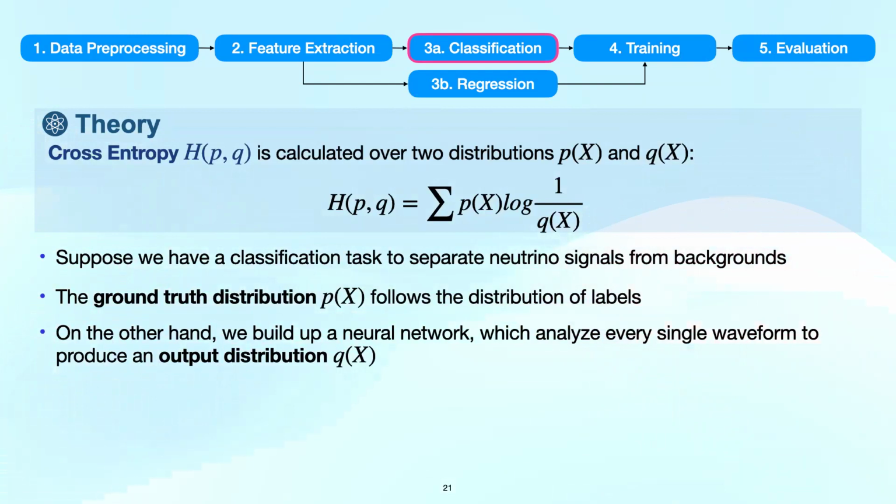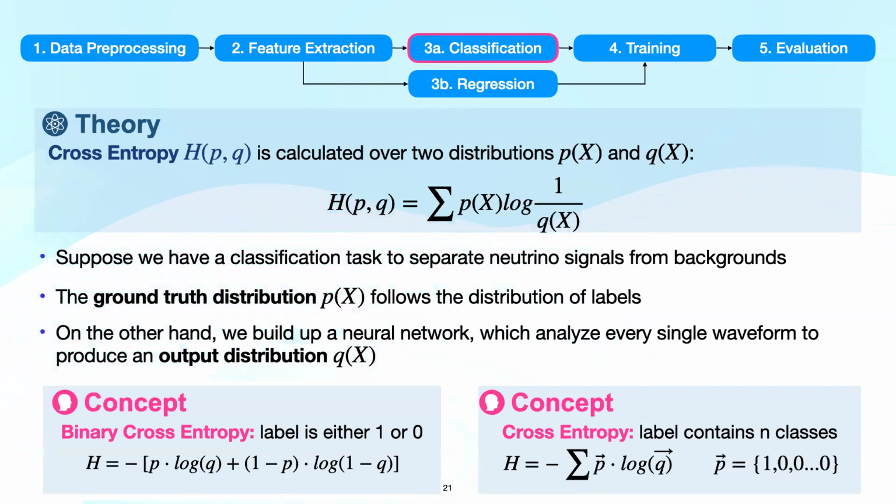On the other hand, we can build a neural network and it outputs a single value for every single waveform. It analyzes every single waveform and produces the output distribution Qx. So this is the distribution of your neural network output. So basically, what we want to do is minimize this cross entropy. Actually, let me talk about that on the next slide. There are two types of entropy that we can minimize. One is combining the cross entropy with the binary entropy I talked about on the last slide. So in the binary entropy case, you can only get two possible outputs. An event is either a signal or a background. So it's calculated this way, as you can see here.